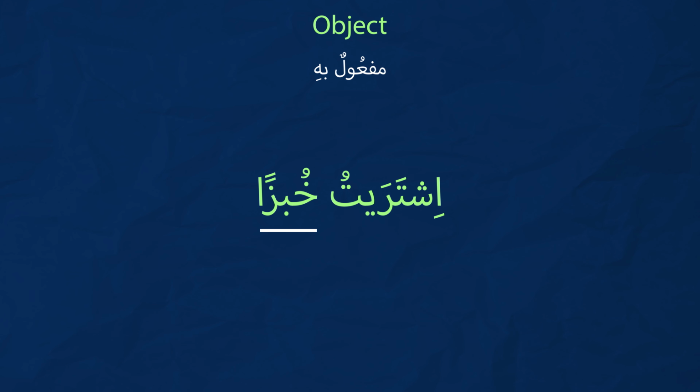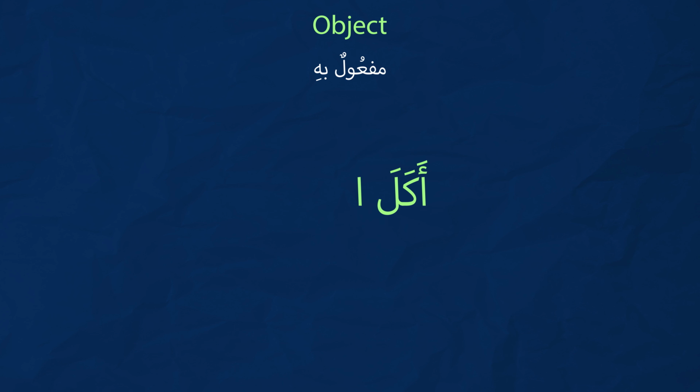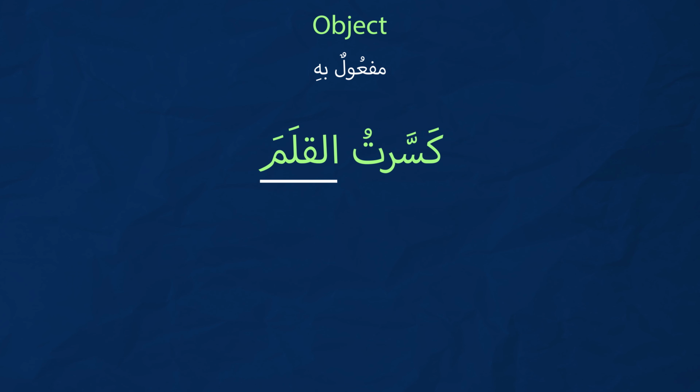And finally, we have the object in the sentence, and it is known as maf'ul bihi. Maf'ul bihi is the thing to which the action is done. It is always in the state of nasab, or in the accusative case. For example, اشتريت خبزا. I bought bread. أكل العنب. He ate the grapes. كسرت القلم. I broke the pen.